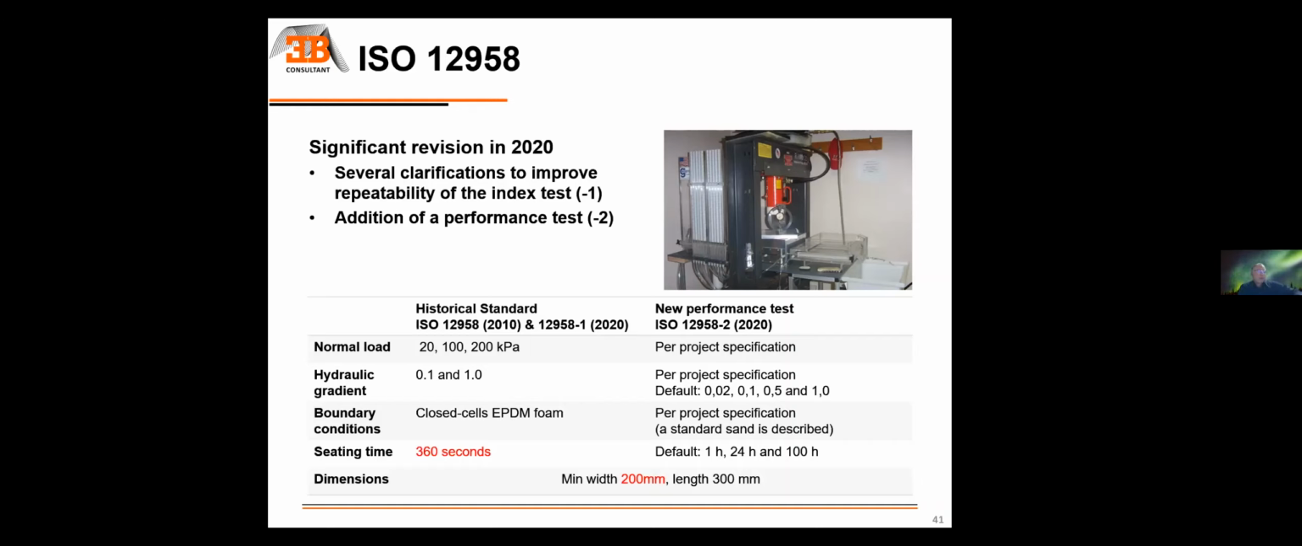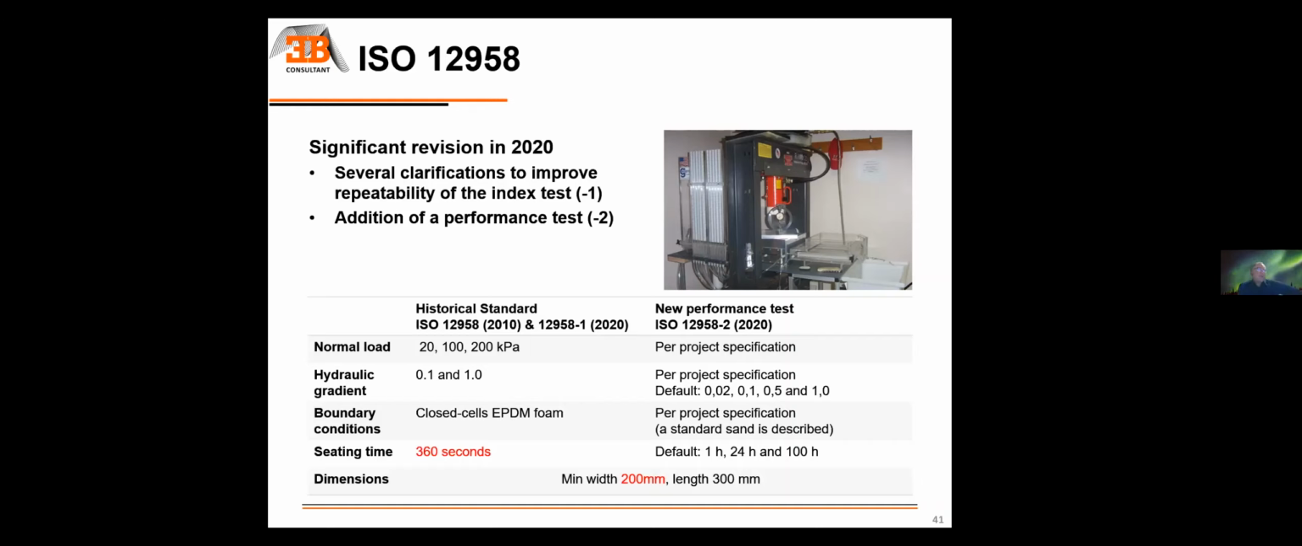So now what used to be one standard for ISO with only standard laboratory specific test condition, focusing a lot on repeatability, now we have two standards, one which is doing exactly the same as before, and a second one which is going to be focused on performance.